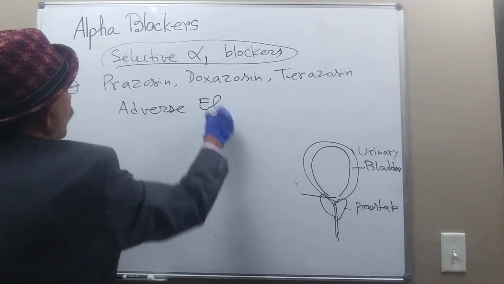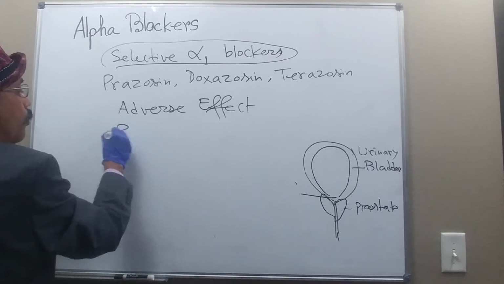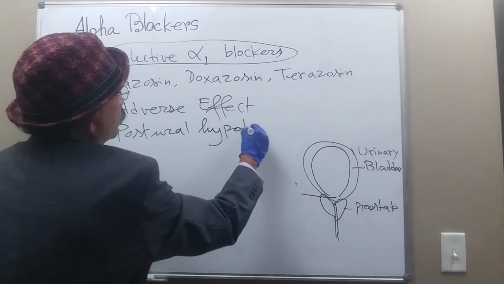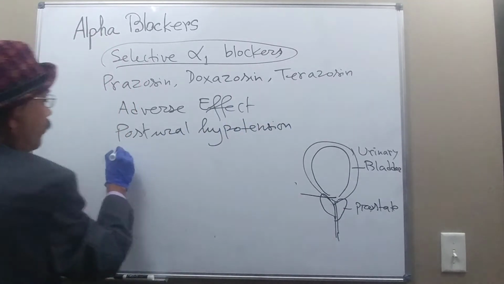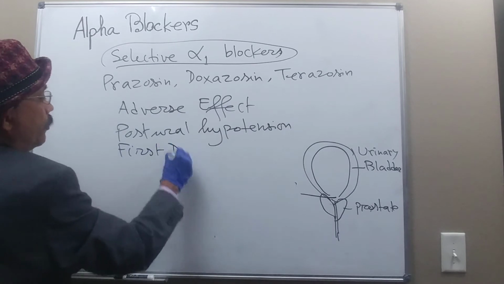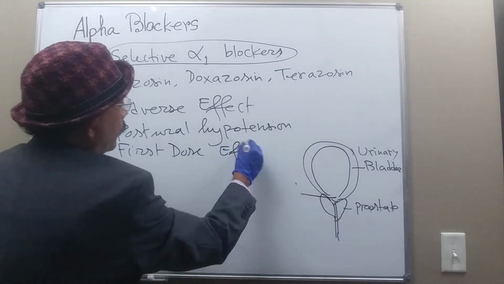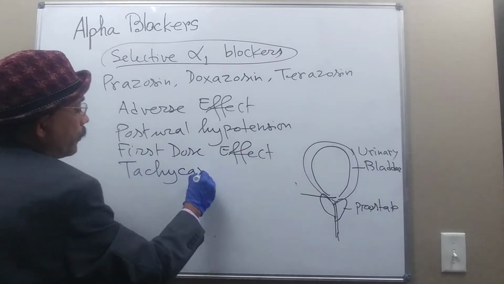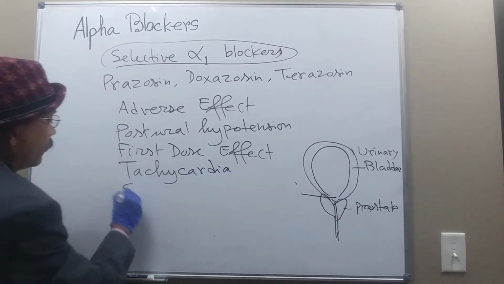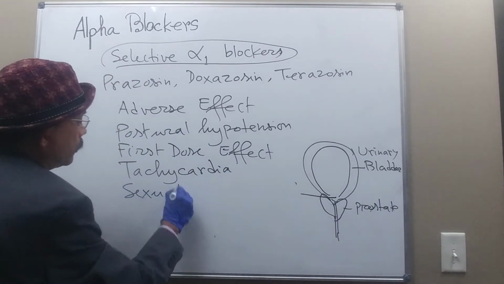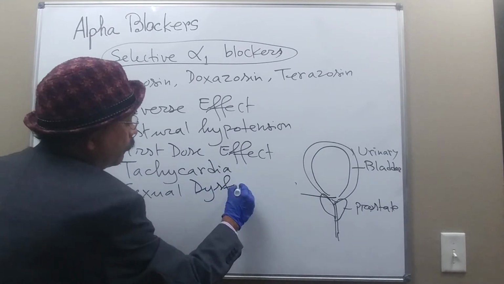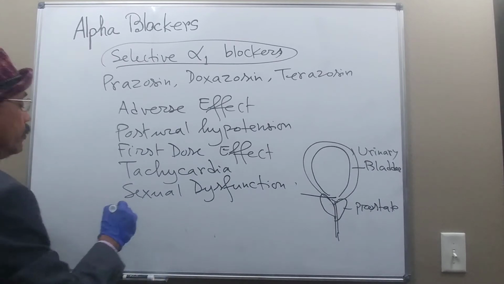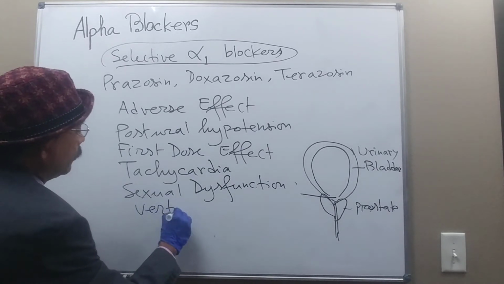Adverse effects of this drug. Again, adverse effects: postural hypotension, first dose effect, that is very important. Then tachycardia, reflex tachycardia. Sexual dysfunction like delayed ejaculation or disturbed ejaculation, and certainly vertigo.